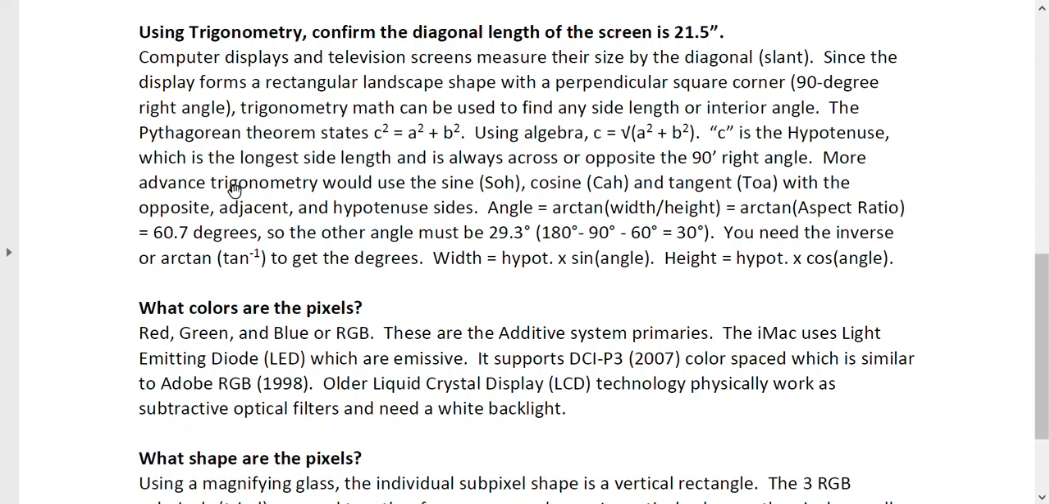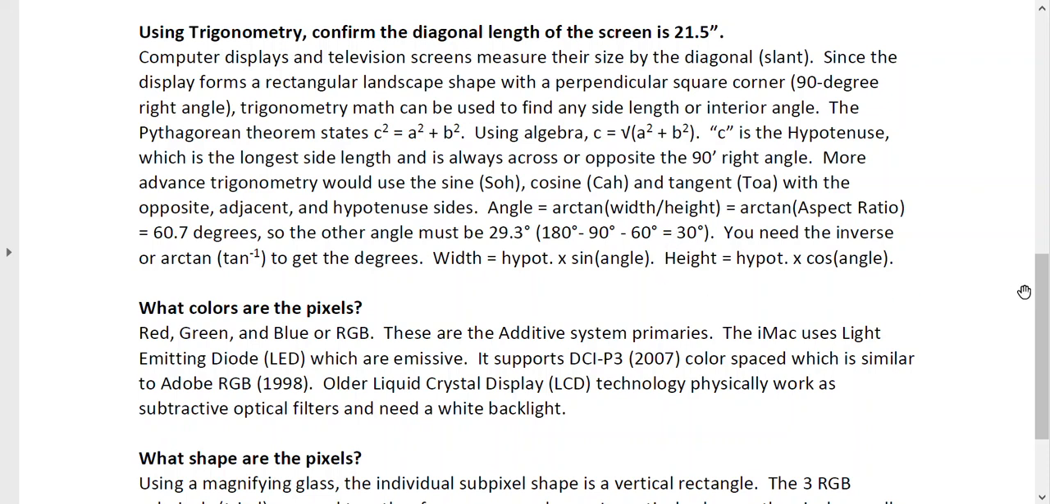Now, if you want to use some more advanced trigonometry, you could use the sine, cosine, or tangent to calculate angles. And we've done that too. Now, the sum or the total of the interior angles of a triangle must always add up to 180 degrees. So if you have 180 degrees total, and you know one of the angles is a right angle, 90 degrees, you're left with 90 between the other two angles. And when we calculate using trigonometry, we find out one of the angles is 60, which means the other angle has to be 30 degrees.